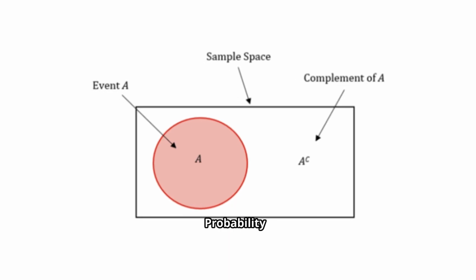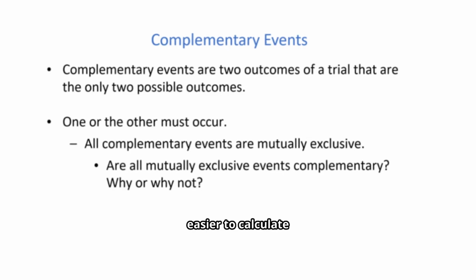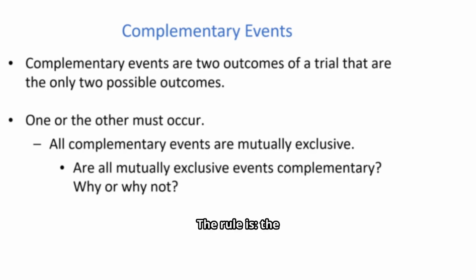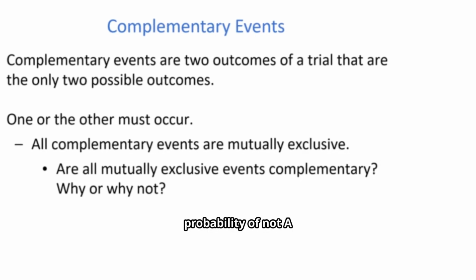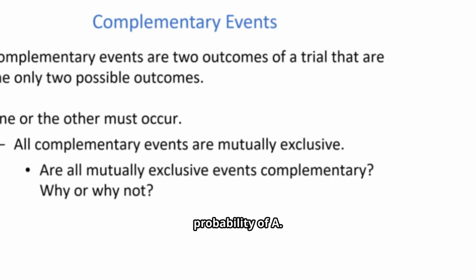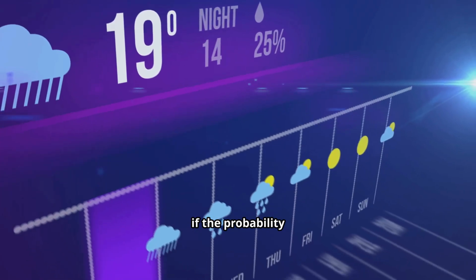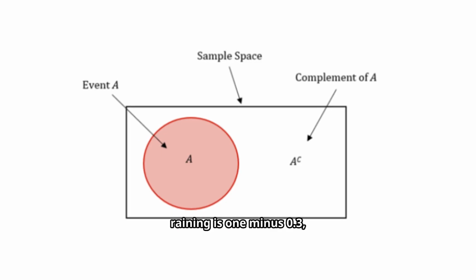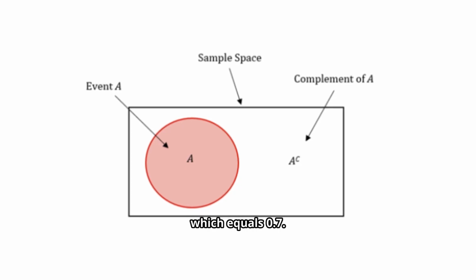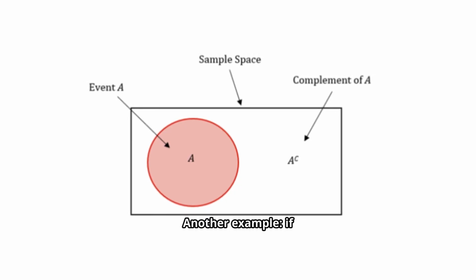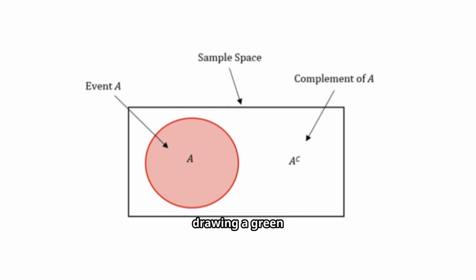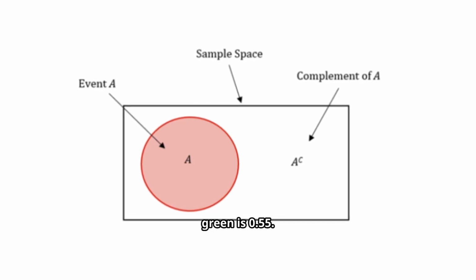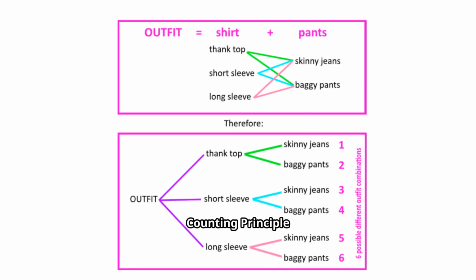Complementary probability. Sometimes it's easier to calculate the probability of something not happening. This is called the complement. The rule is, the probability of not A equals 1 minus the probability of A. For example, if the probability of raining tomorrow is 0.3, then the probability of not raining is 1 minus 0.3, which equals 0.7. Another example, if the probability of drawing a green marble is 0.45, then the probability of not green is 0.55.